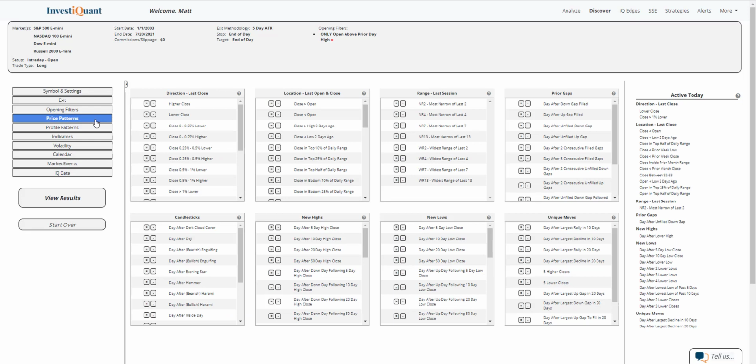Yesterday made the lowest low of the past 10 days. However, it did rally back into the close. So that's two pieces of information that I want to add to the test.